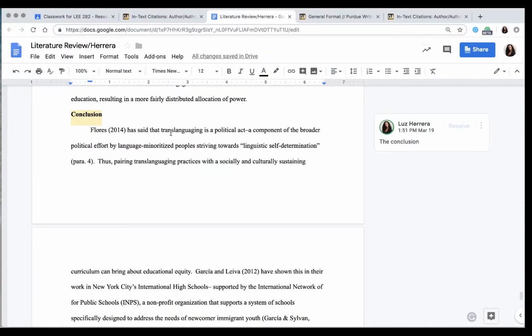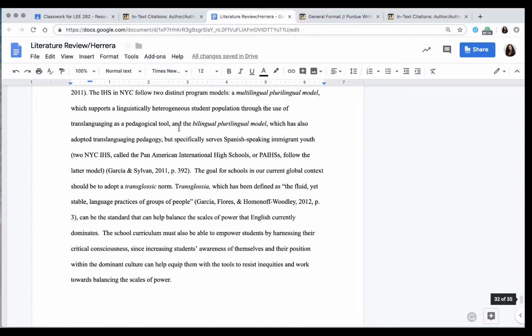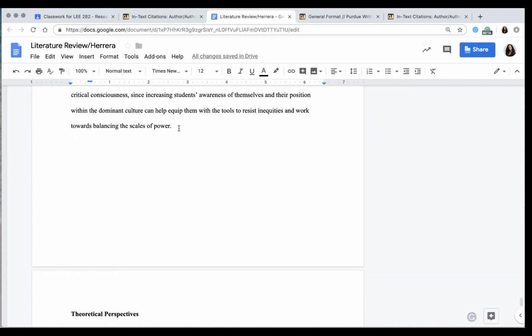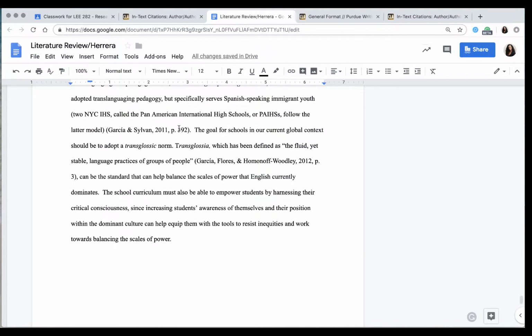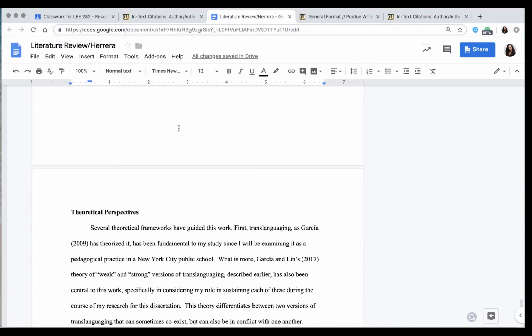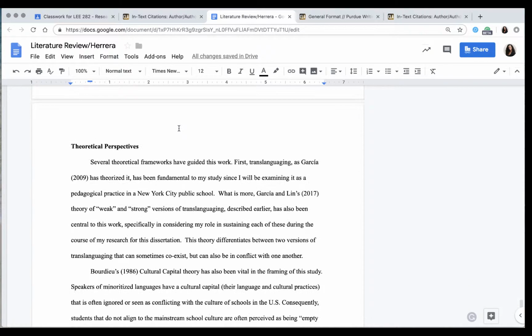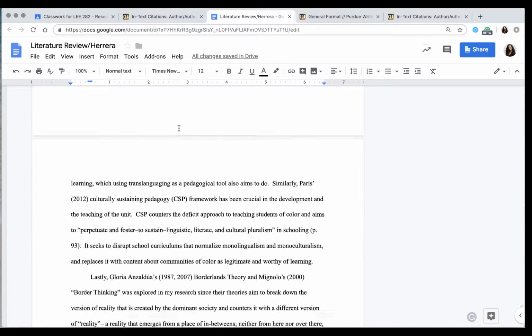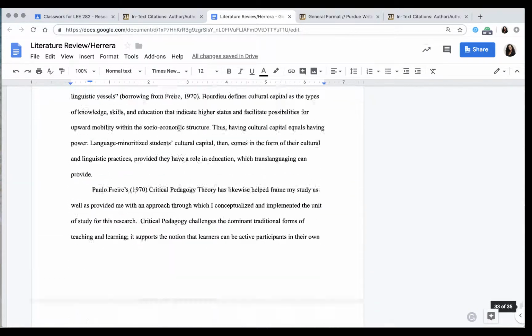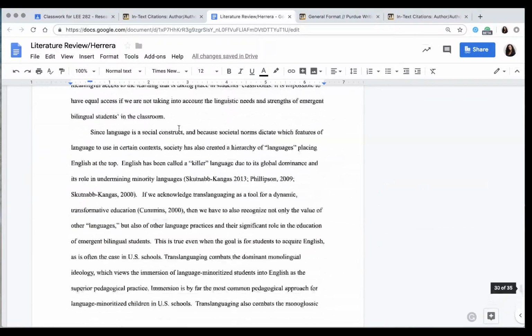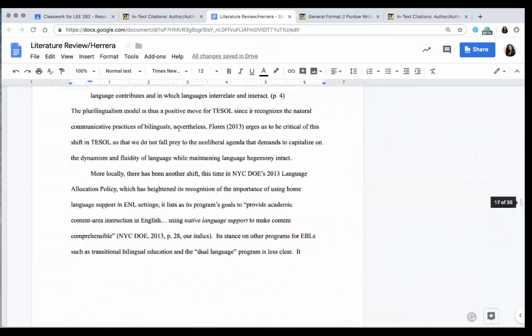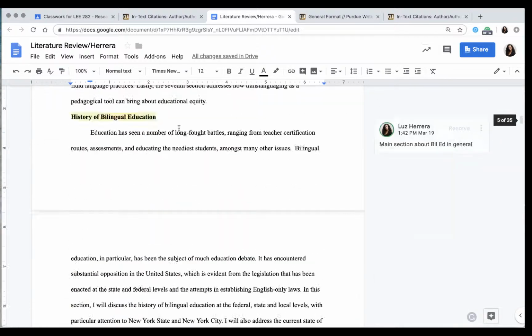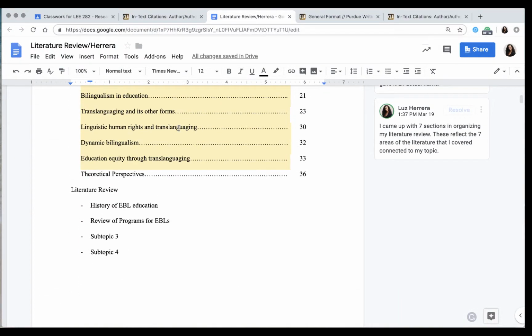And then I have a conclusion to tie it all up, looking at, again, the areas of literature that I reviewed and how it connects to my larger topic. And then I go into my theoretical framework, which is what you did before, but you're going to hopefully edit and then slap it onto the end of your lit review. Mine was really short, as you see here. So I just wanted to take these few minutes to go through this together.